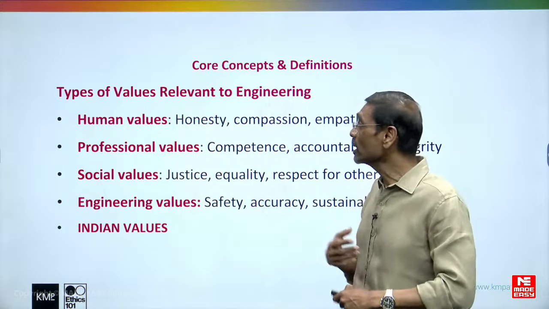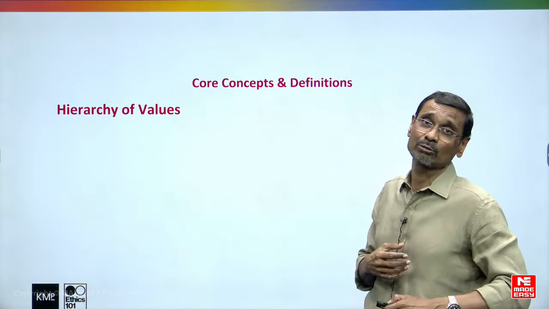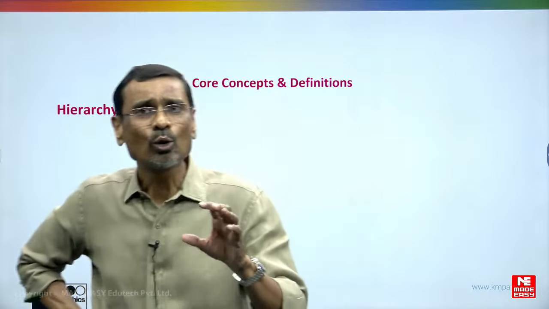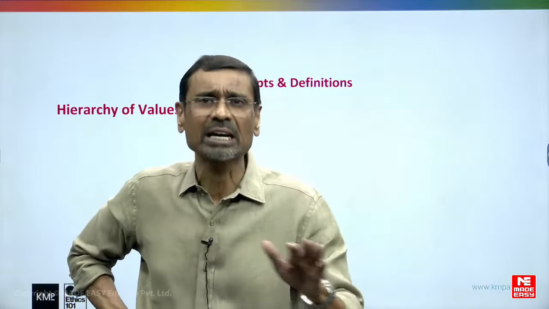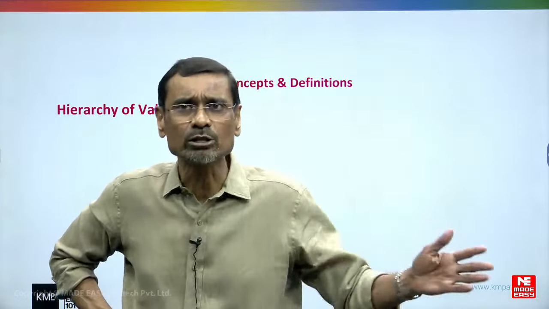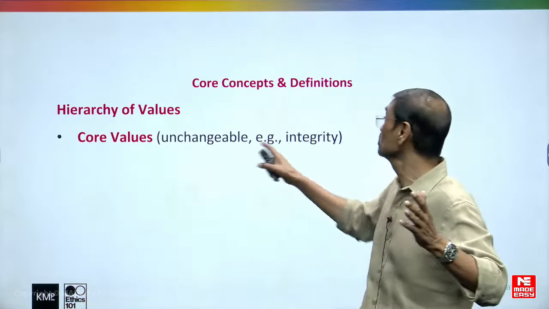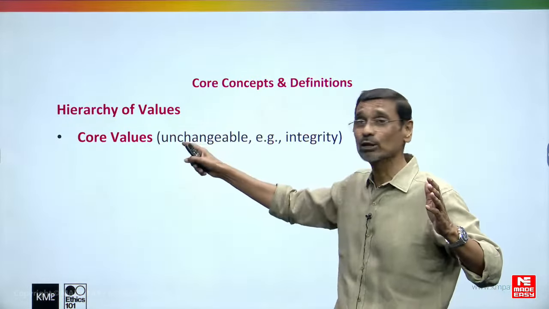Now the next part, hierarchy of values. This is surprising, hierarchy of values. Actually, there's something called core values. Core values mean these are values which you will never sacrifice. These are values which never change. Kabhi badalta hi nahi hai. And it's called core values. Unchangeable integrity. Core values.